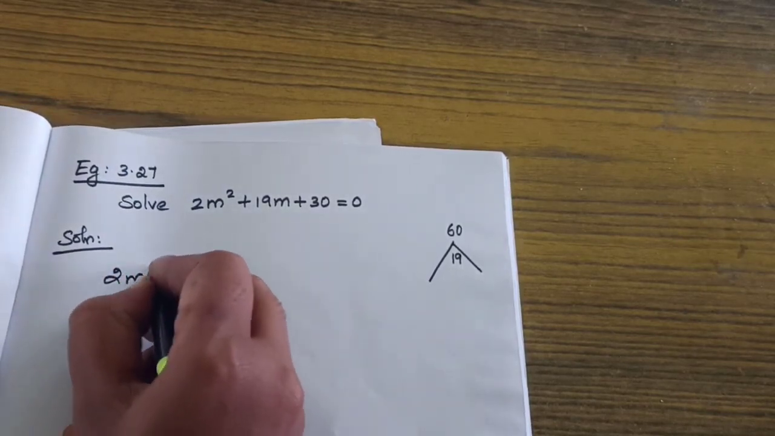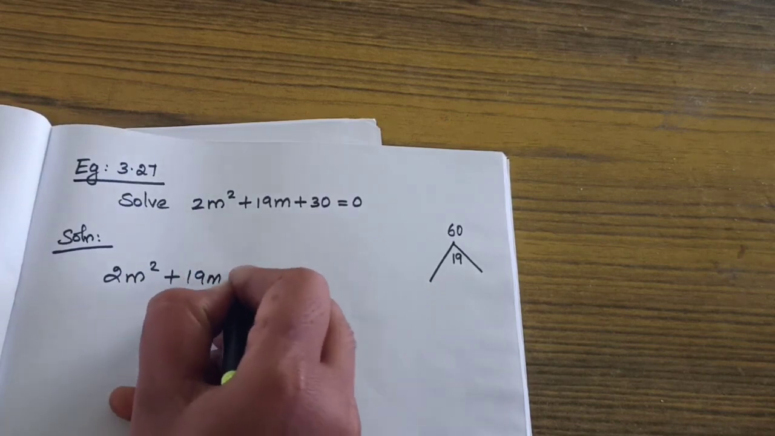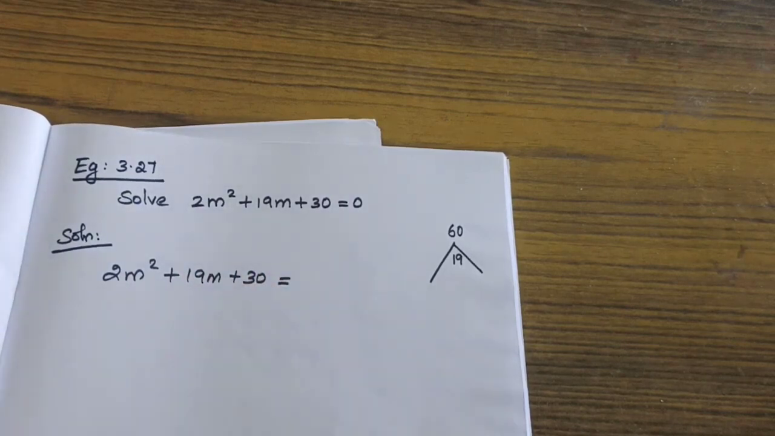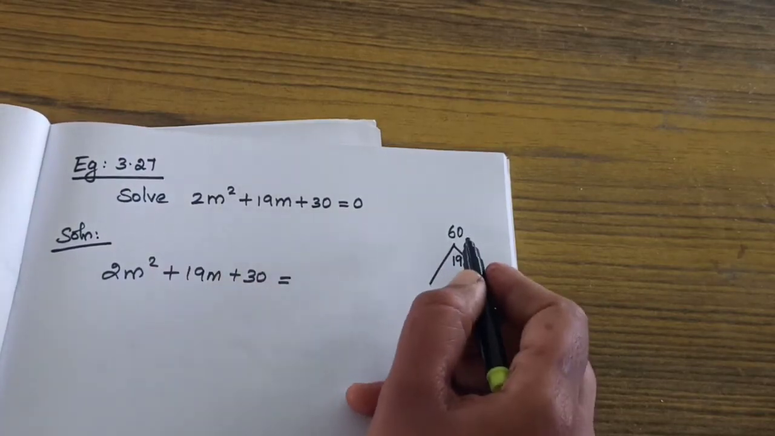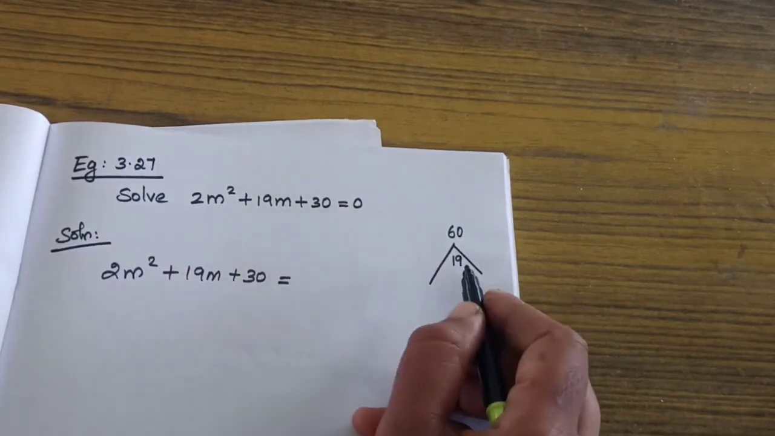So, 2m² + 19m + 30 equal to 0. First we need to solve into factors. So here, what is the multiplication factor? 60, and addition factor 19.